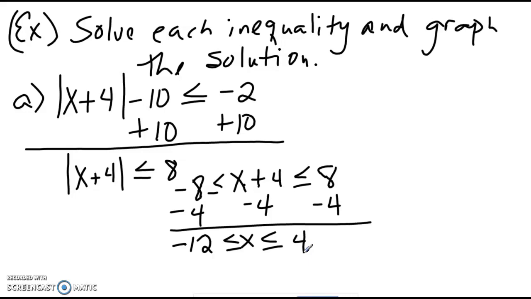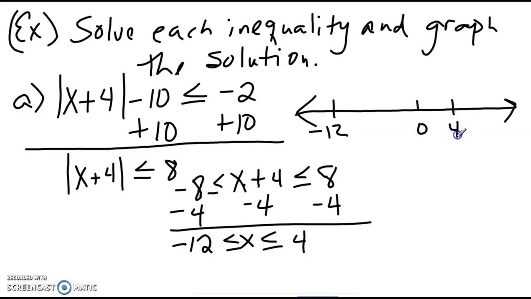So how would we graph that? Well, we've got a number line. We've got negative 12. We've got 0, and then we got 4. So they are both equal to, so we would have a filled-in circle at each of those values. And because x is in between, so x is less than or equal to 4 and greater than or equal to negative 12. So it's those numbers in between.